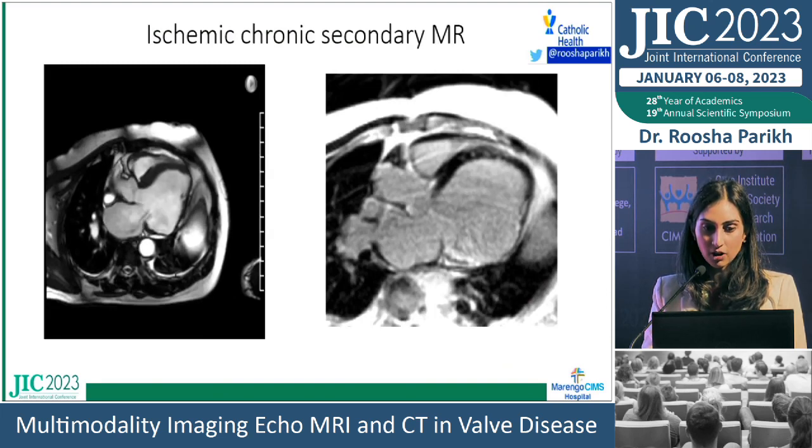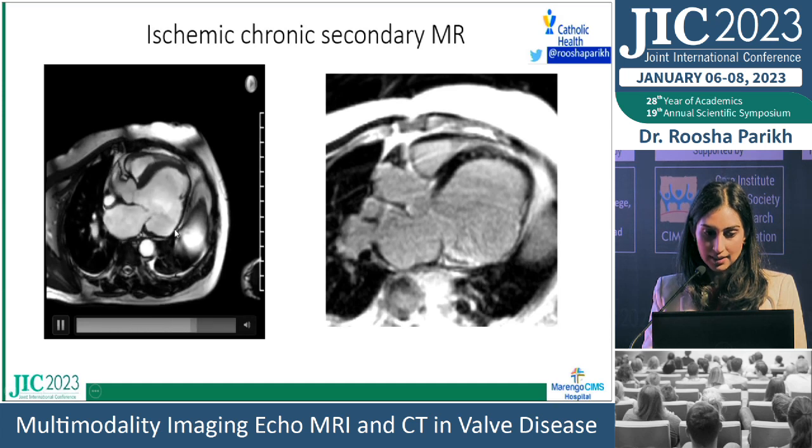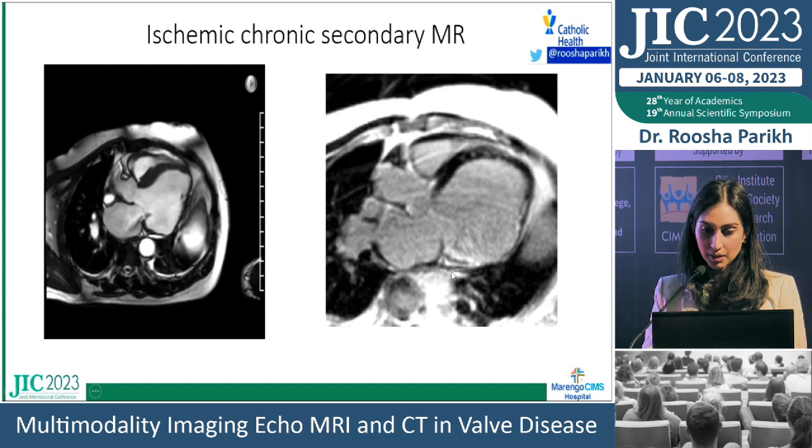Next is ischemic chronic secondary mitral regurgitation. So in the long axis view, you can see how the inferior lateral wall is not moving at all. It is dilated, aneurysmal. You can see that there's tethering of this posterior leaflet causing the mitral regurgitation. This image here is post-contrast late gadolinium enhancement. You can see how the wall is thin, and this white area here is the infarcted myocardium. The complete wall has been infarcted. This black area here is the normal myocardium. So you get an idea of LV remodeling and scar assessment.